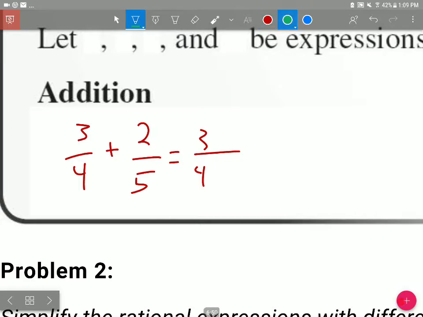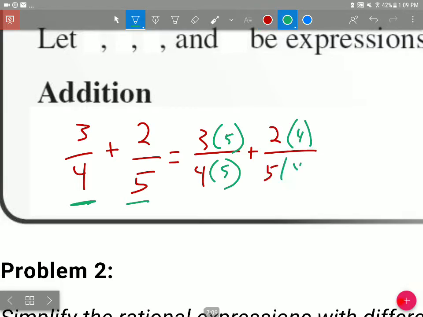We're going for a common denominator, right? Good, you have to multiply it by 5. All right, what about the second one? What do I need to multiply the second one by? 4.